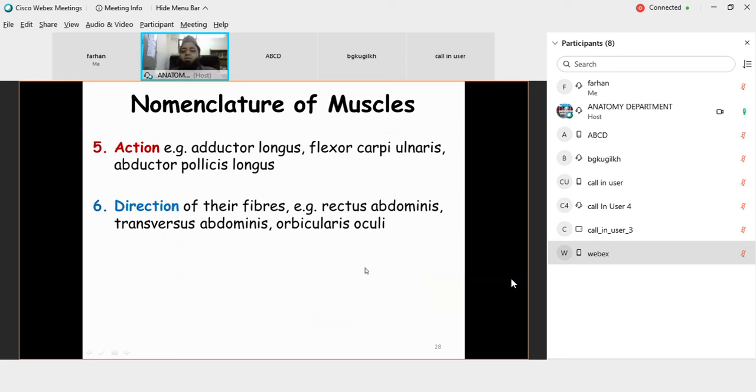Then we've got orbicularis oculi. A muscle is there around the eyeball. That is orbicularis oculi. Circularly arranged fibers are there around the eyeball.